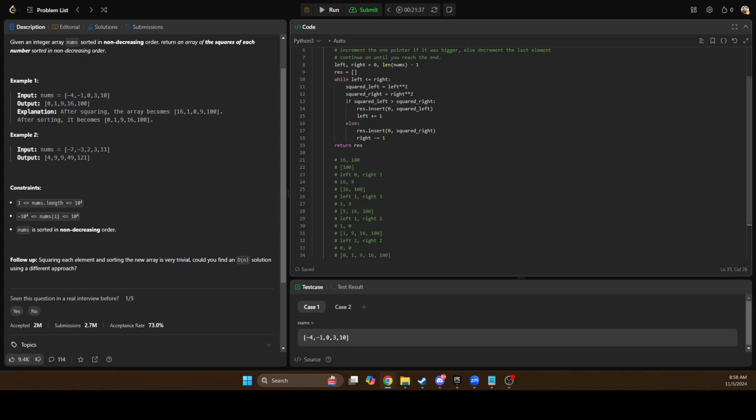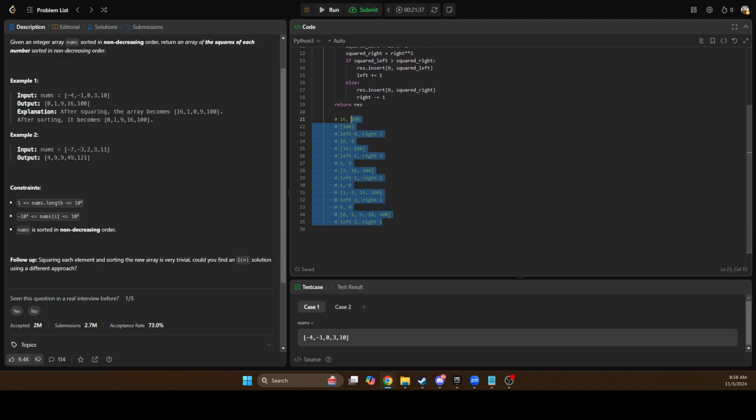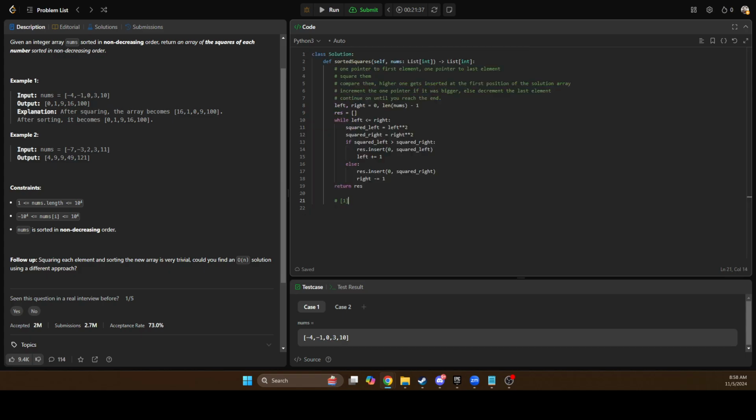Okay, so nums length has to be 1. So let's say if it is 1, let's say if it was only like 4, the left is going to be 0, but the right is also going to be 0. Right is also going to be 0. We're going to insert 1 into the res, and that should be fine. Yeah, that should be fine. That should give us a 16.